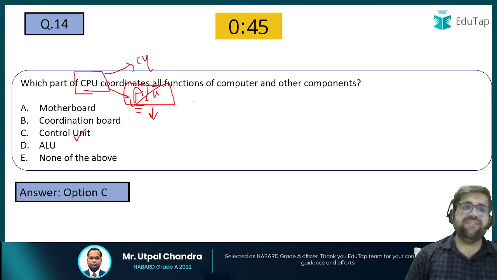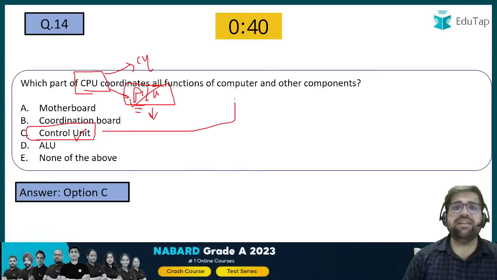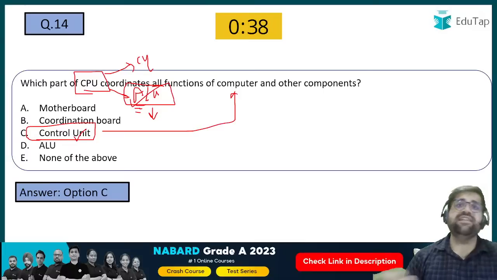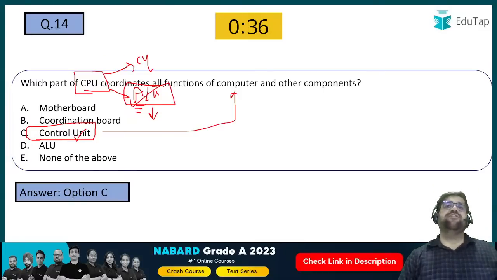Please remember, here the answer was option C, that is your control unit. Why? Because it is something which will manage all the other different functions of computer.